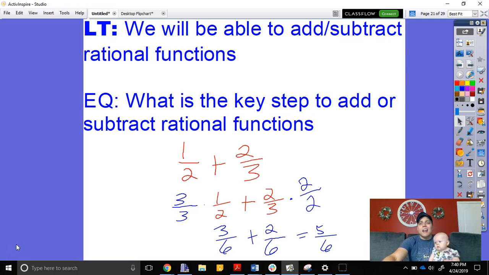Today we're going to be talking about how to add and subtract rational expressions. Okay? I know I use the word functions in the learning target, but really it's not functions we're adding and subtracting, it's just expressions. Okay?